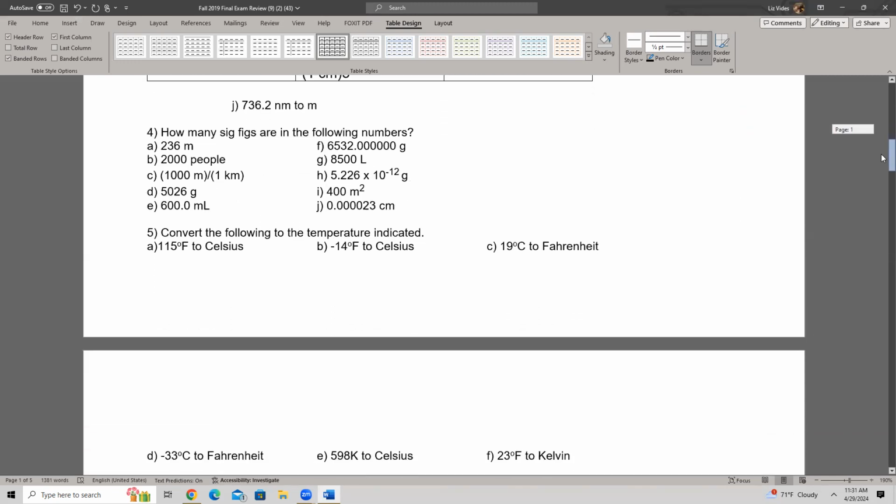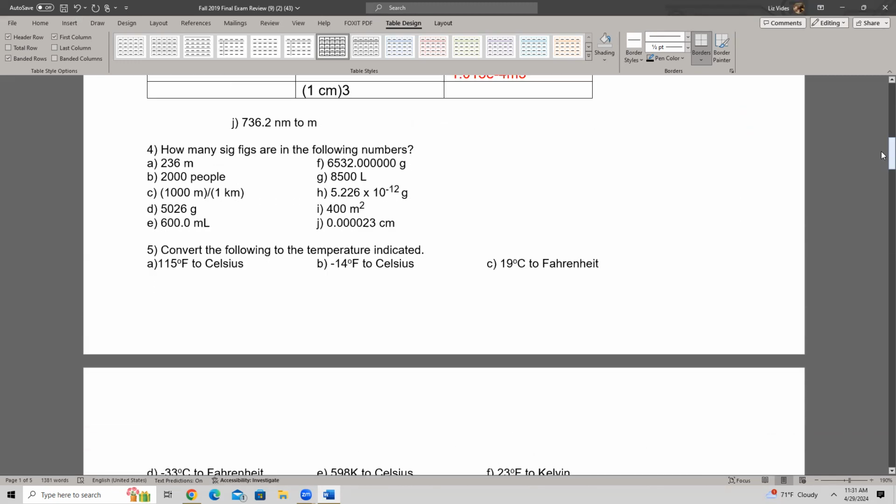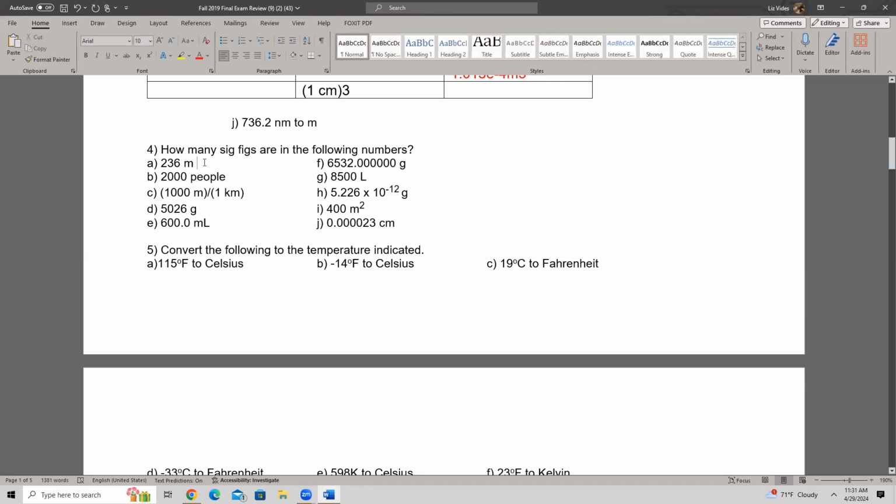All right, as far as sig figs, remember the sig figs matter because of precision of measurement. So 3 sig figs on this one.